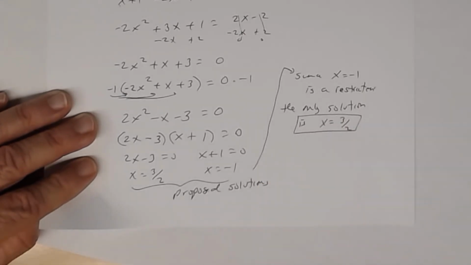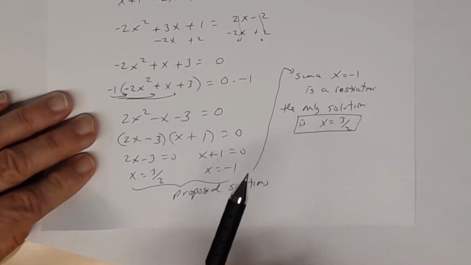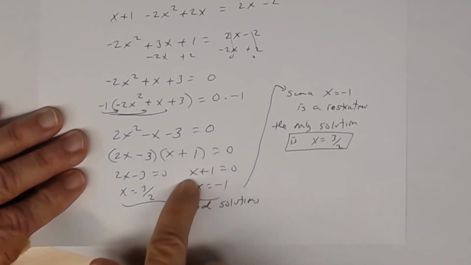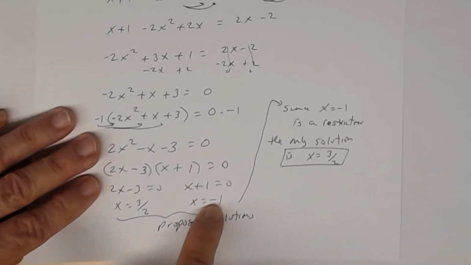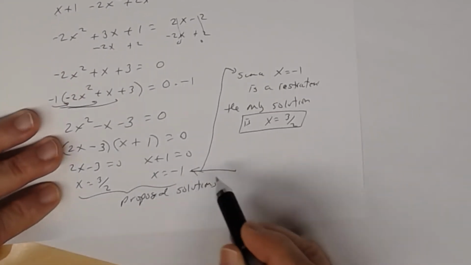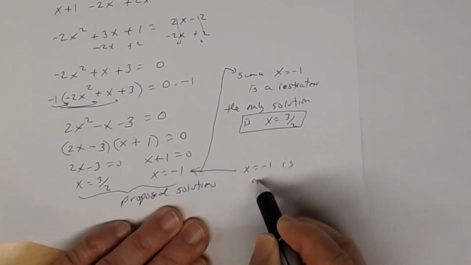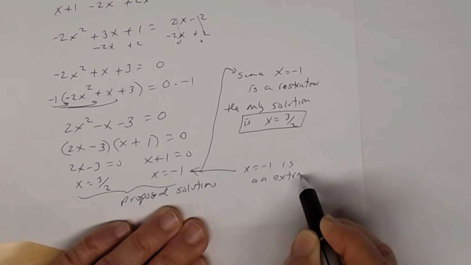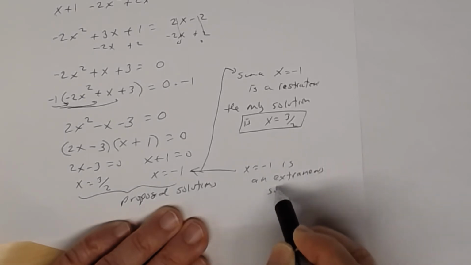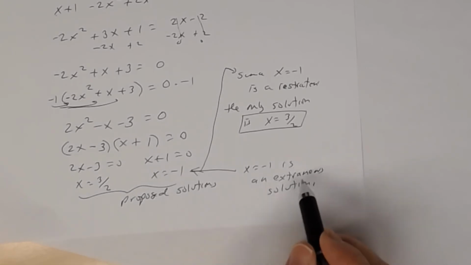So x equals 3/2 is the only solution. Okay? Now, just to remind you, remember that this proposed solution right here, x equals -1, is not a solution to the original. We say that x equals -1 is an extraneous solution.